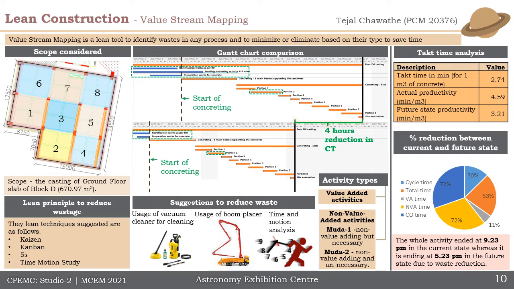It was reduced using lean techniques like Kaizen, Kanban, FIRES, and time motion study. And the whole activity, which actually ended at 9:23 p.m., it was seen that by reducing the wastage it could be ended 4 hours earlier.